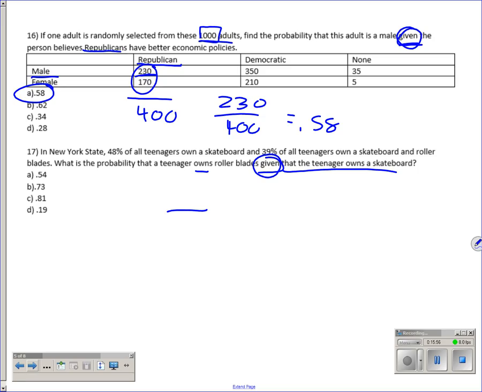Well, the probability of owning a skateboard is given right here. It's 48%. And on top, we need to put the probability of both the fact that he owns a skateboard and owns rollerblades, okay, which is the other probability given to me. It's 0.39. So I do the probability of both divided by the probability of given, just like I did up here with these numbers. I did the probability of both male and Republican divided by all of the Republicans. Same exact process. In this case, I end up getting C, 0.81.